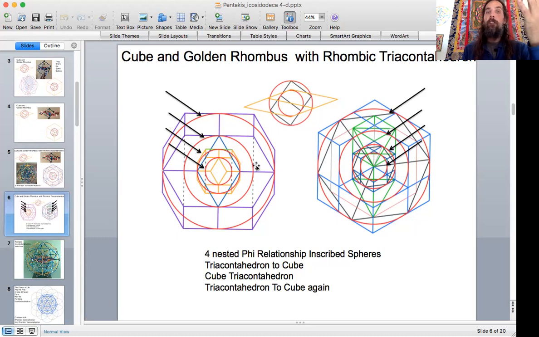This is the nested Phi circles that are in the flower of life pattern and in the 4-petal design and in the pentagonal structure that I'll show you in a moment, of how I base the drawings on these Phi circles.